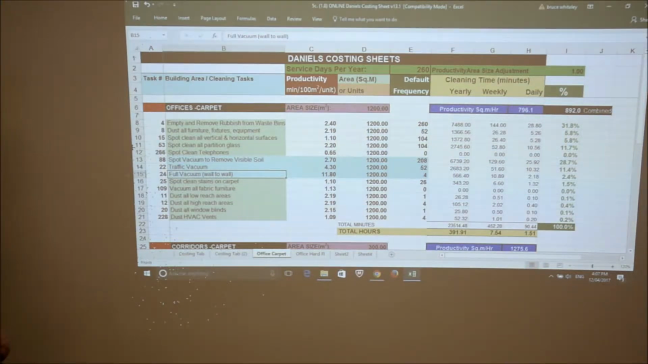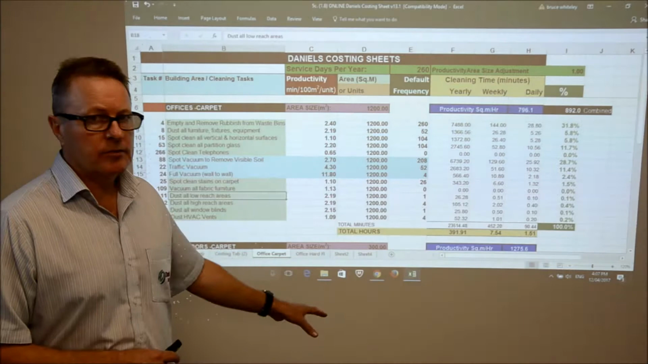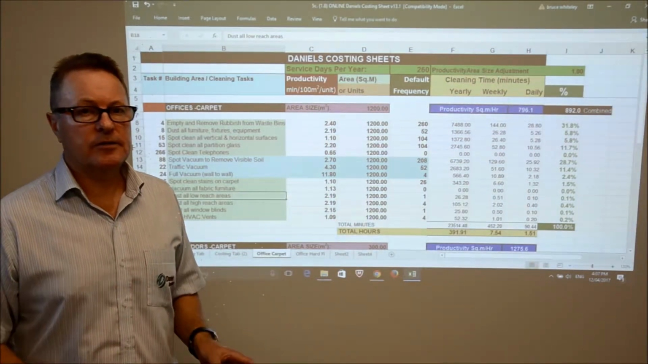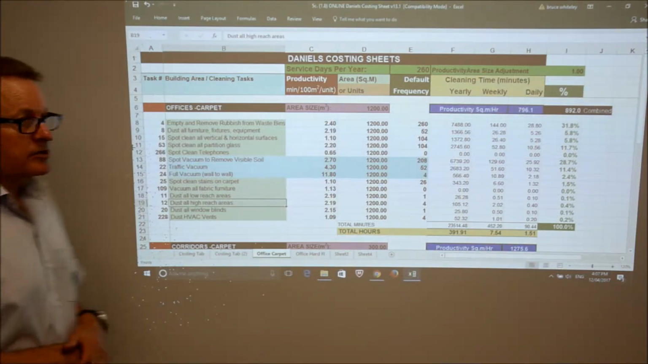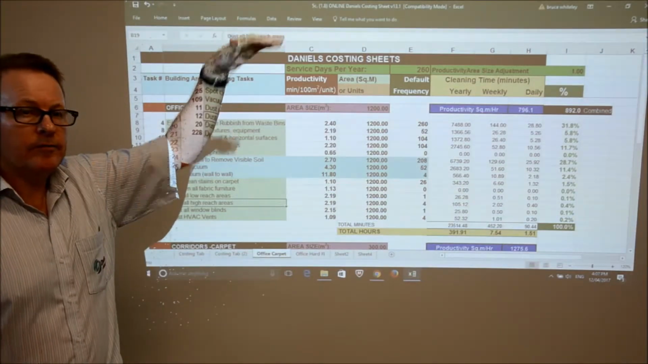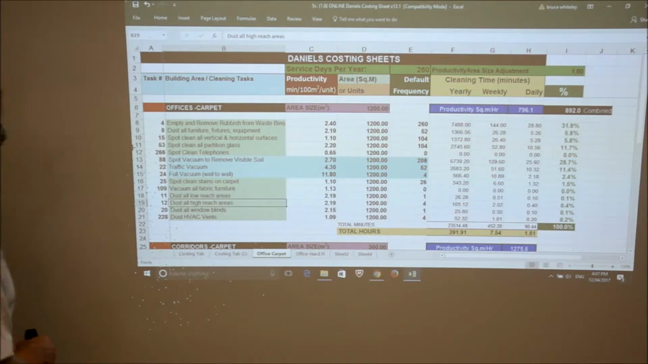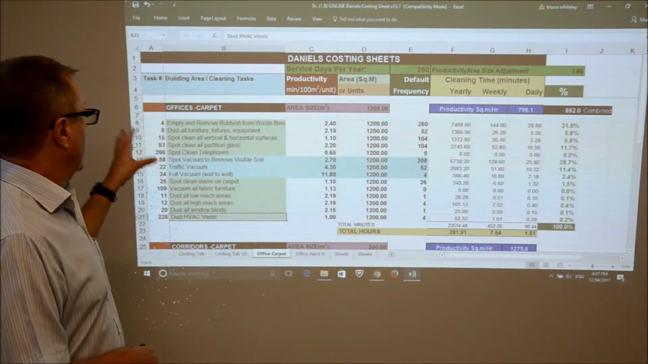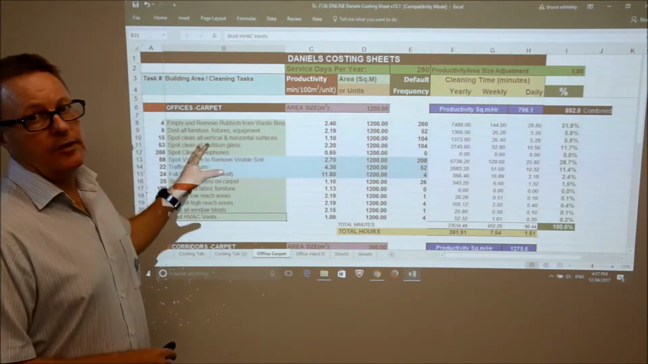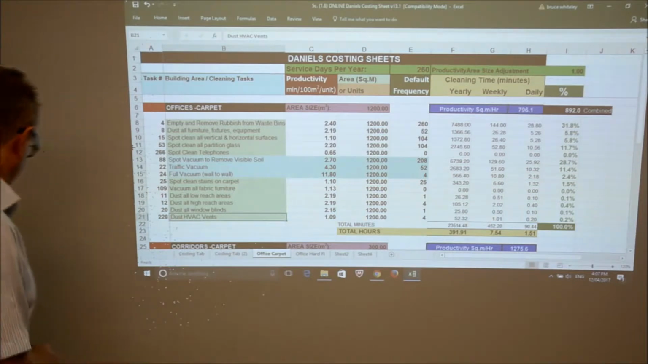Underneath that we have spot cleaning stains on carpets, vacuuming furniture, dust all low reach areas, meaning skirting boards. If there's no skirting boards, there's no low reach areas. Dust all high reach areas, that generally means areas above 1.5 metres in height. Dust window blinds, and dust air conditioning vents. So there's a standard range of tasks that would be in most offices.